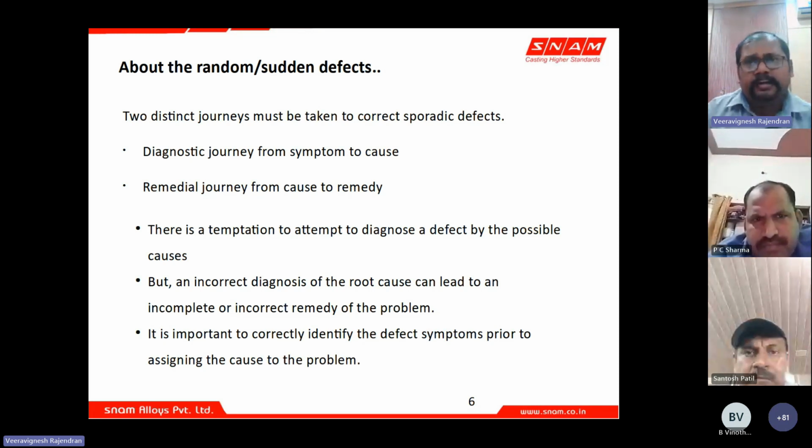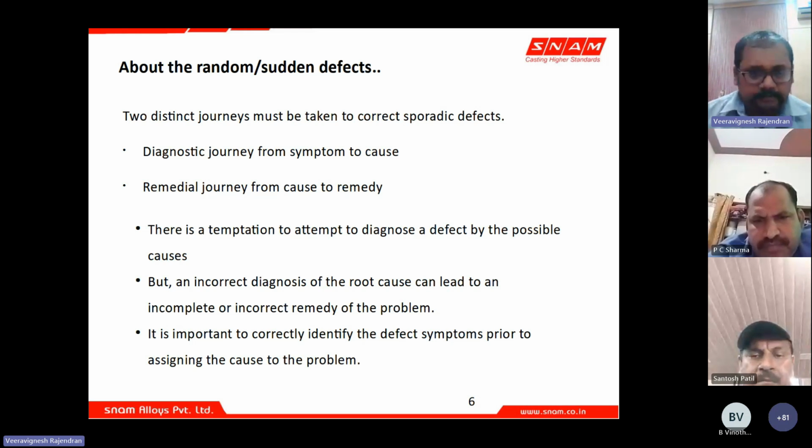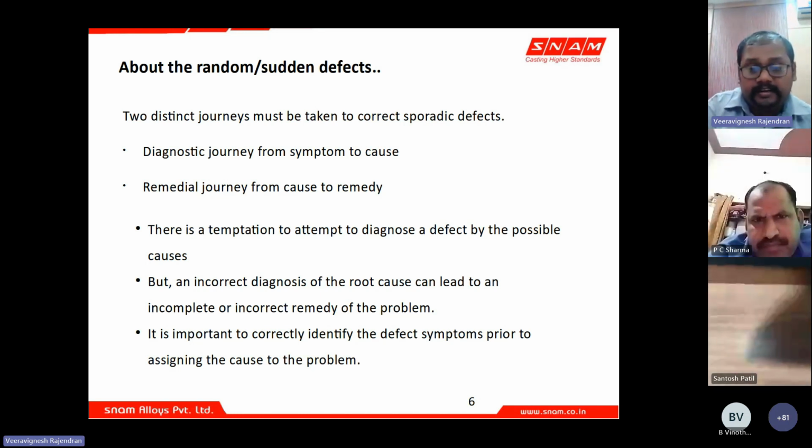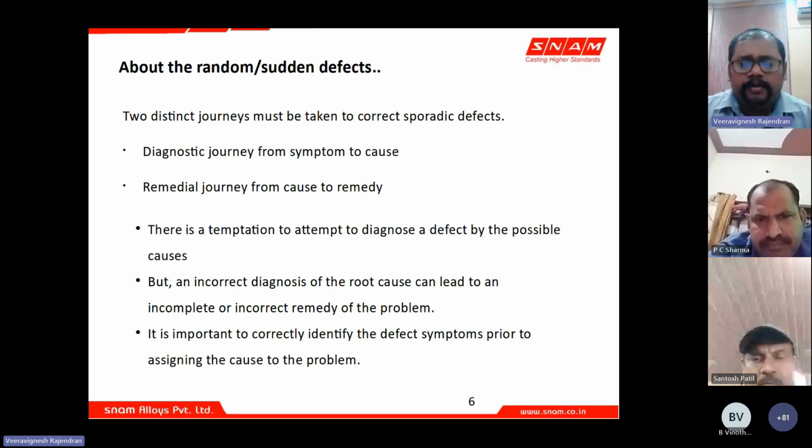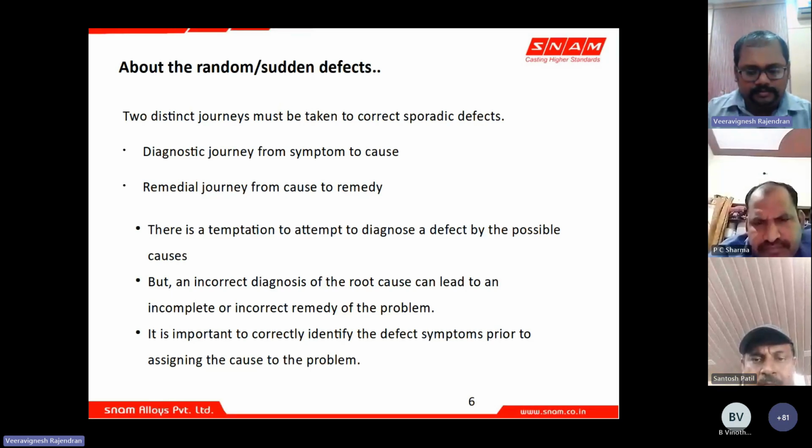But after so many iterations, you think, okay, this defect cannot be solved. This is the maximum capability of this foundry or process. So I have to live with this defect. See, these things come up because you have done an incorrect diagnosis of the root cause, or you have done an incomplete or incorrect remedy of the problem. It is because the knowledge available to do a root cause analysis or diagnosis is insufficient. So it is always important to identify the symptoms properly before you assign the cause of the problem. That means you understand the defect first, you feel the defect first, you see how it looks, what is the shape. That is what we're going to see in subsequent slides.